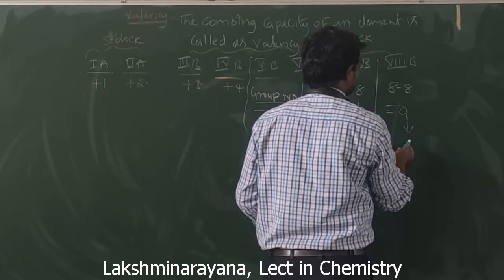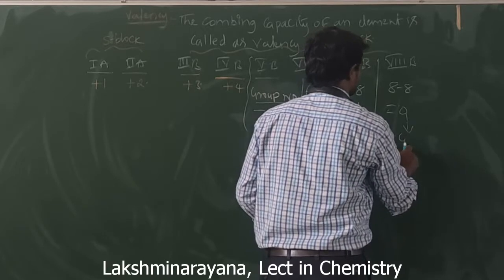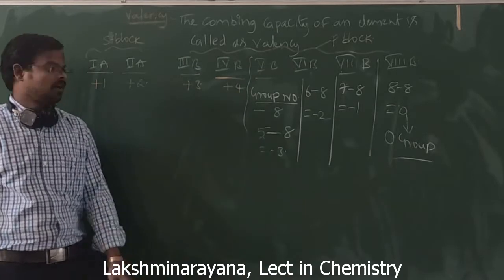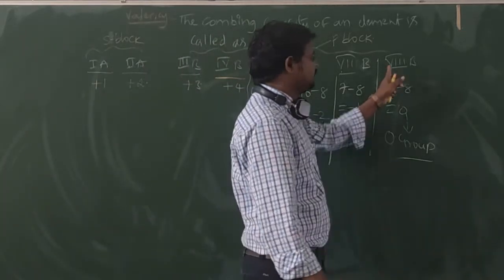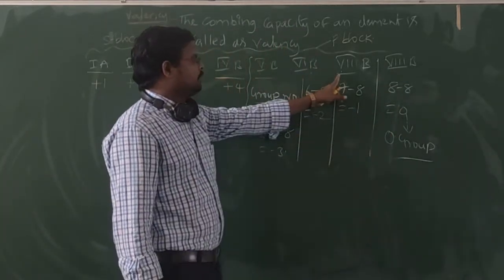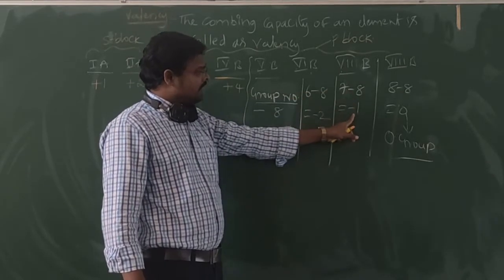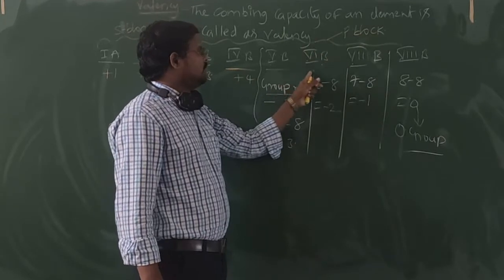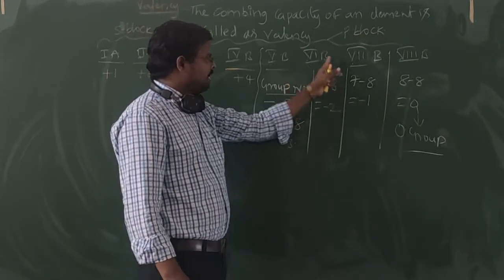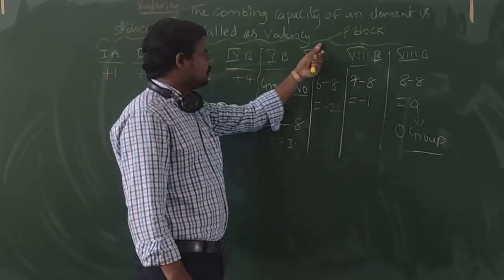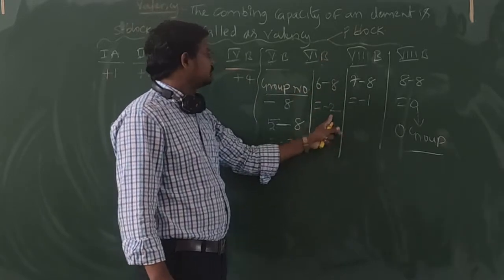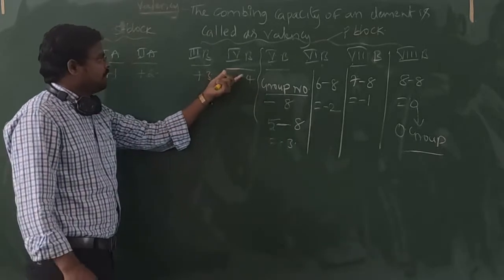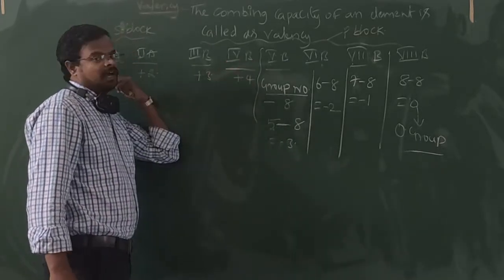That's why these group elements are called the zero group. This 18th group is also named as the zero group. Why are the 18th group elements called the zero group? Because their valency is 0. The 7th group elements' common oxidation state is -1, and the 6th group elements' common valency is -2. Here this group valency is how much? -3.